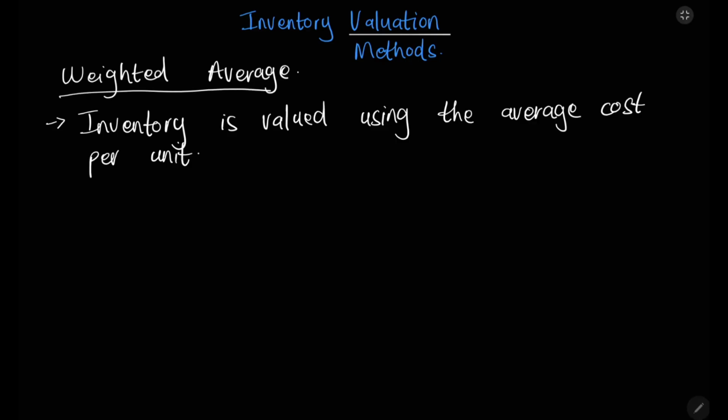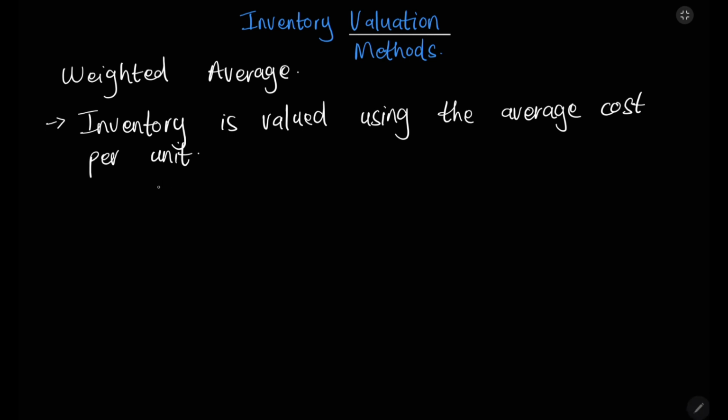Method, you have the weighted average. So the weighted average is when inventory is valued using the average cost per unit. It's basically when you value inventory by using the average cost per unit. Instead of tracking batches or different items separately, all costs are averaged.